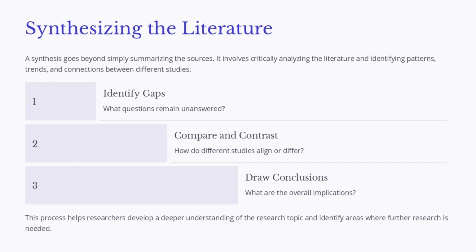3 key steps in the synthesis process. Identify gaps in the research. What questions remain unanswered? Compare and contrast the studies. How do they align or differ? Draw conclusions about the overall implications of the research. This deeper analysis helps researchers develop a more comprehensive understanding of the topic and pinpoint areas where further study is needed.